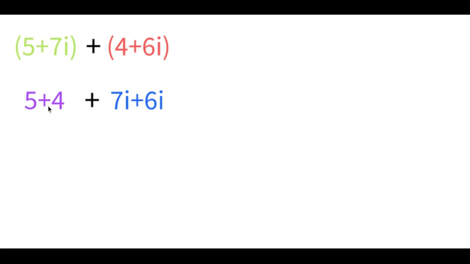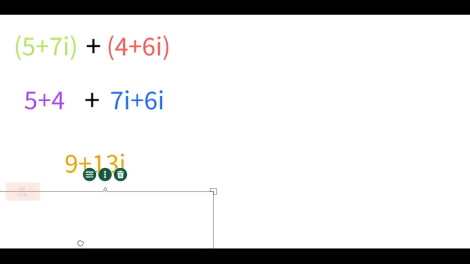So 5 plus 4 is just 9, and 7 plus 6 is just 13. And then you add the i behind it. There you go. That's how we add complex numbers.